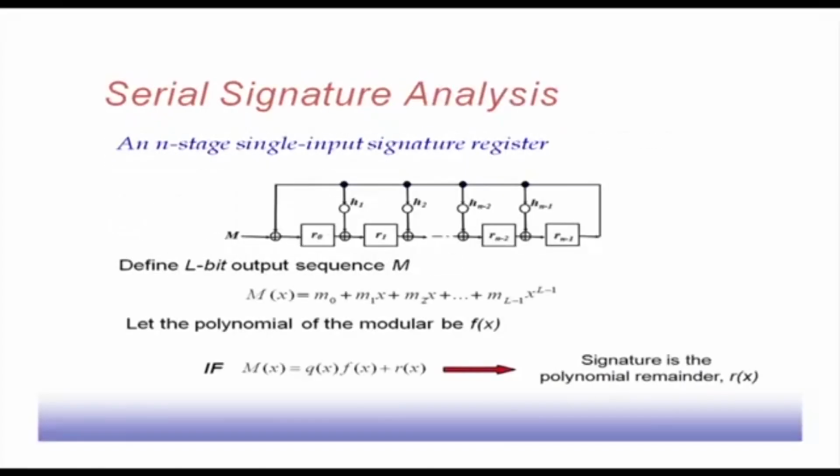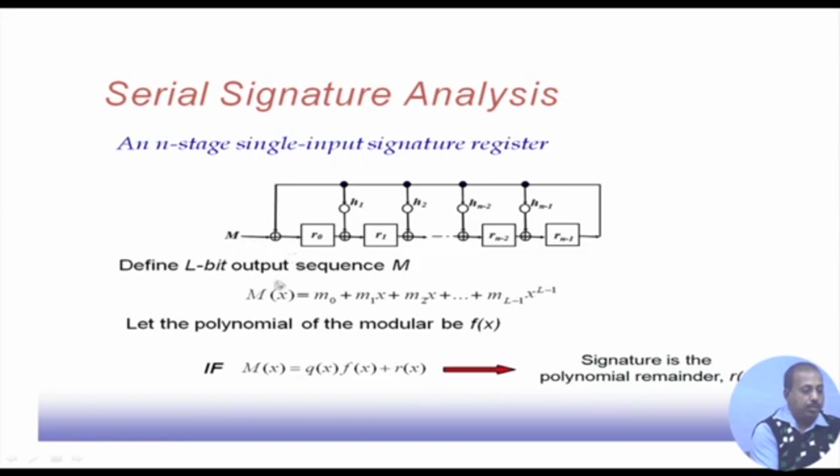Now, there are two signature analysis schemes. One is known as serial signature analysis, another is called parallel signature analysis. So, how are they done? In case of serial signature analysis, we have got an n stage single input signature register. The L bit output sequence m is basically the value coming from the circuit. The circuit is generating some output, and that is fed serially into this line m.